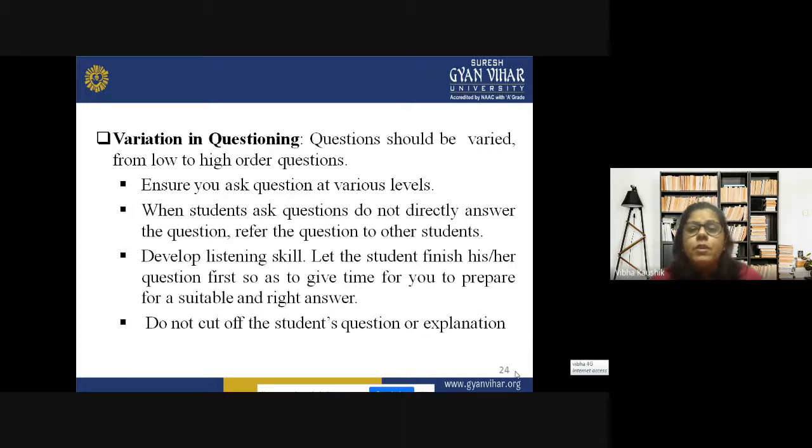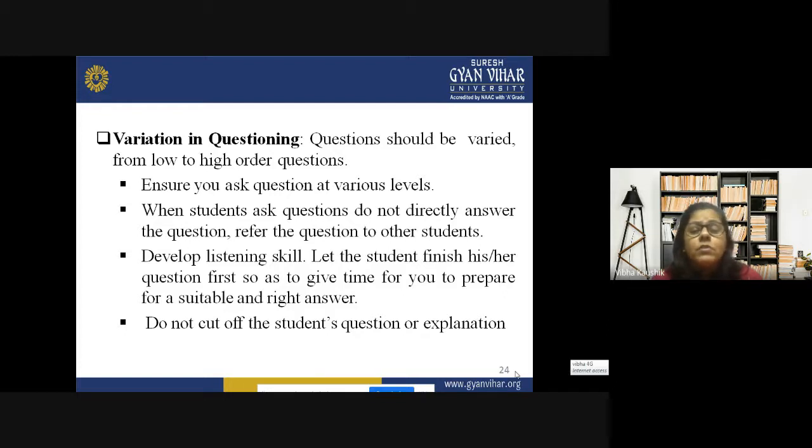Questions should be varied from low to high order questions. Ensure you ask questions at various levels. When students ask questions, do not directly answer the question. Refer the question to other students. Means when you are asking a question, if the student is not able to give the answer to that particular question, don't give the answers by yourself. Ask the students to give the answer.